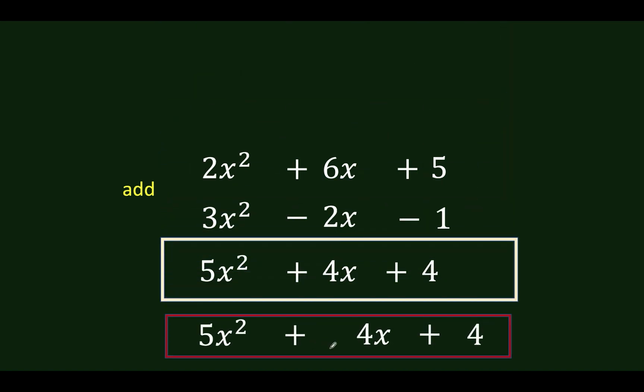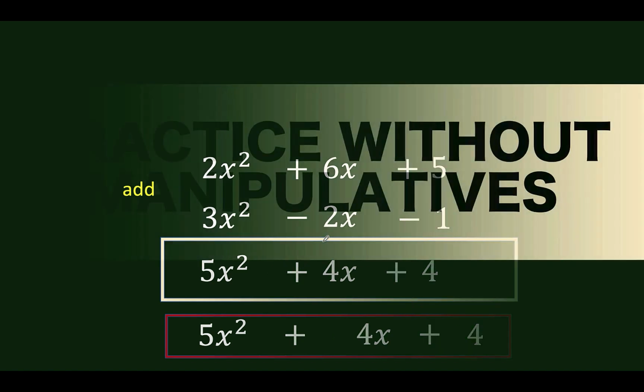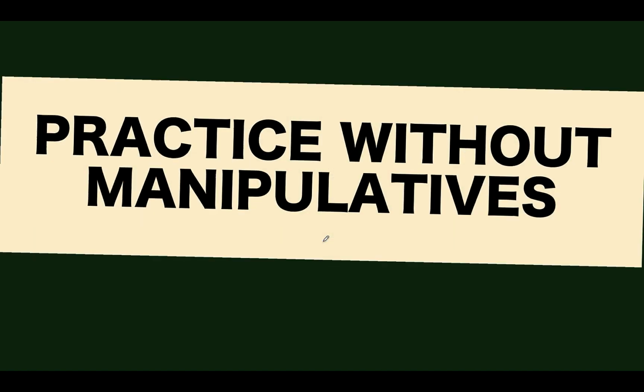This red one was arrived at using visualization, and this one is now arrived at using just algebraic manipulation. That is now what we call scaffolded mathematics. We start with some visual help, and once we understood the concept, we can eliminate that scaffolding, that visualization, that manipulatives, so that you can perform the more abstract operations. Next, let's now practice without these manipulatives.